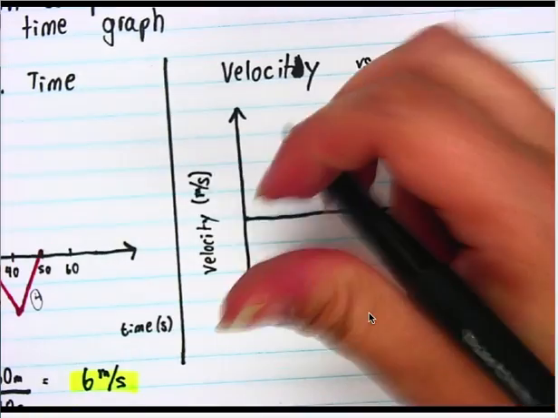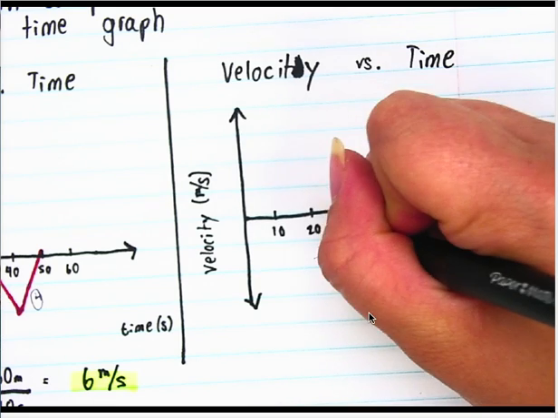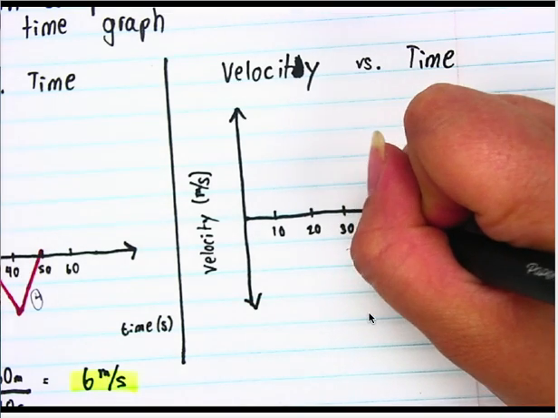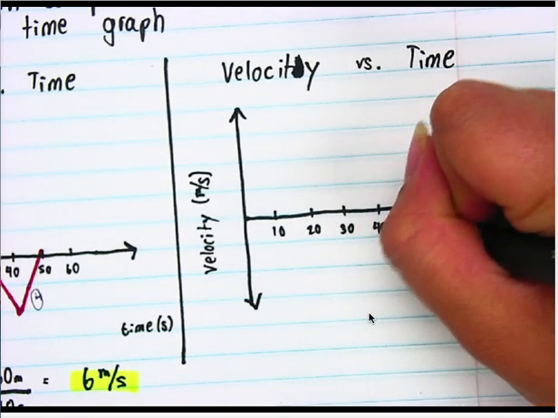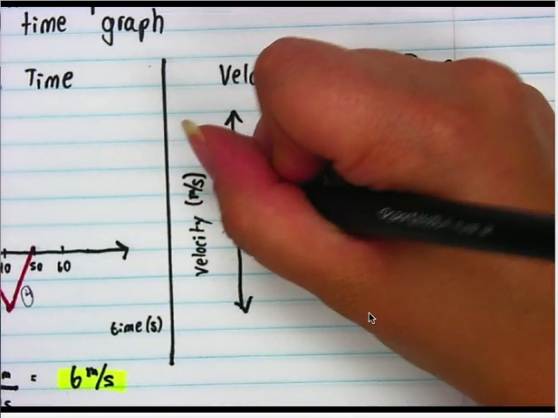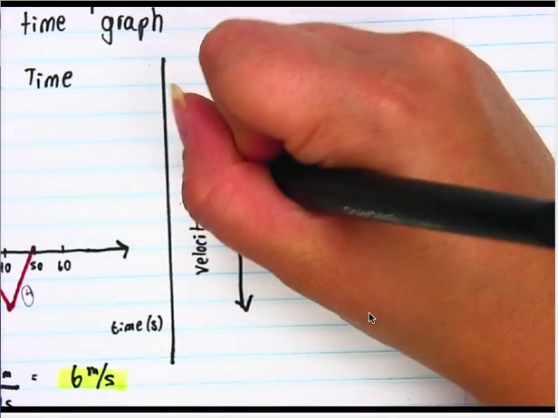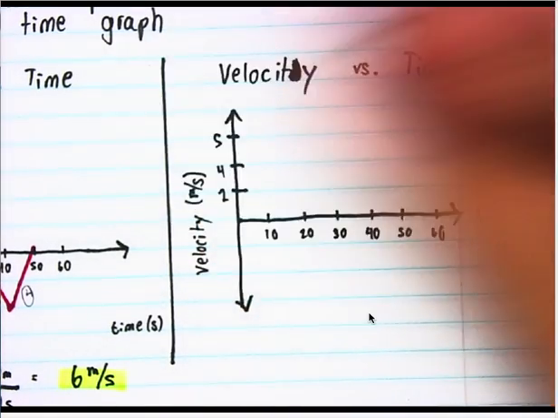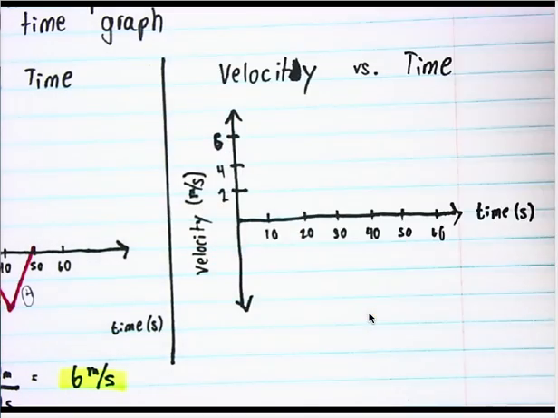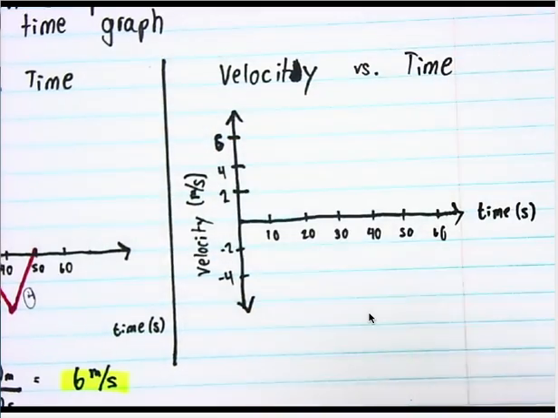Okay. So my time, I'll just do the same scale, 10, 20, 30, 40, 50, and then we'll go out to a full minute just because. And then if I know I have to go up to 6, I'm going to do it by 2s. So 2 meters per second, 4 meters per second, 6 meters per second. And then we have -2 and -4.